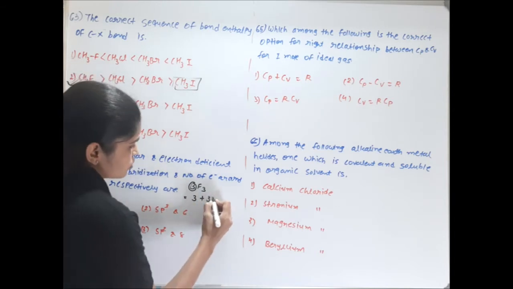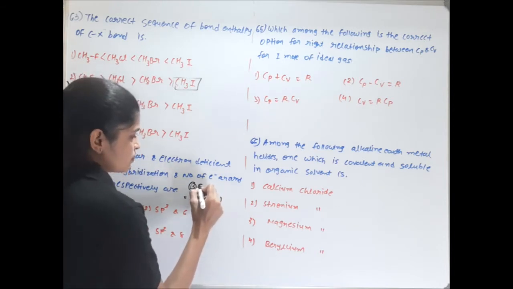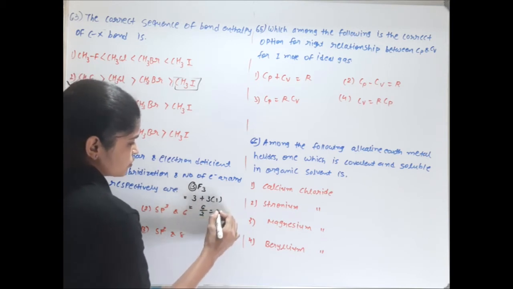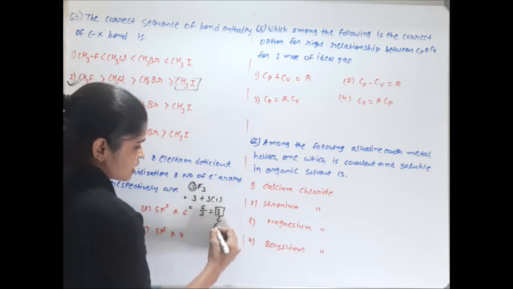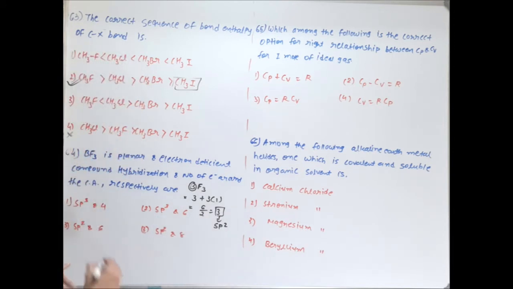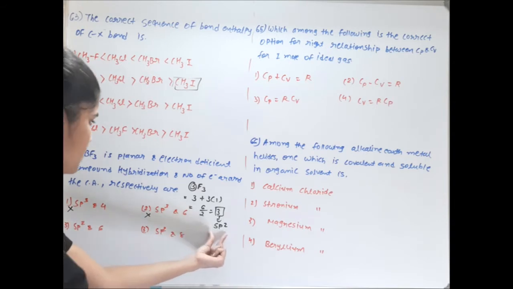And fluorine has 1, so 3 plus 3 is equal to 6. 6 by 2 gives 3, and 3 means sp2. So its hybridization is sp2. The sp3 option cancels out; only sp2 hybridization fits.